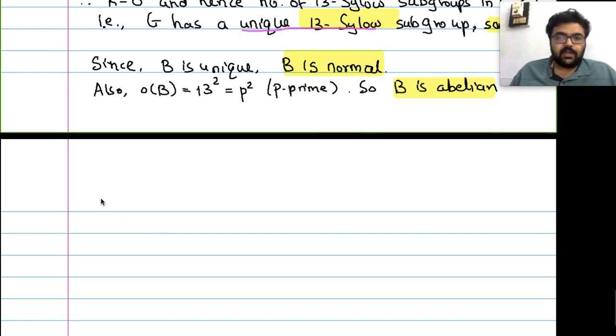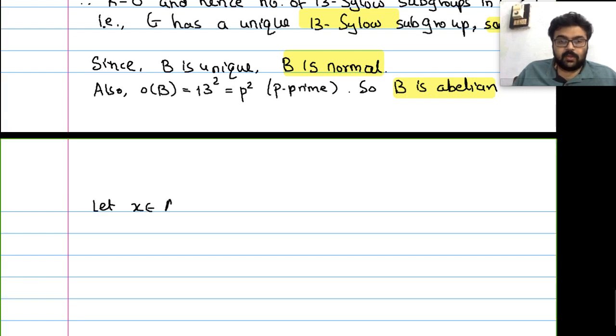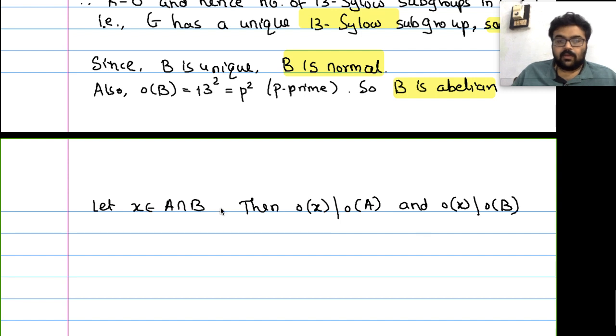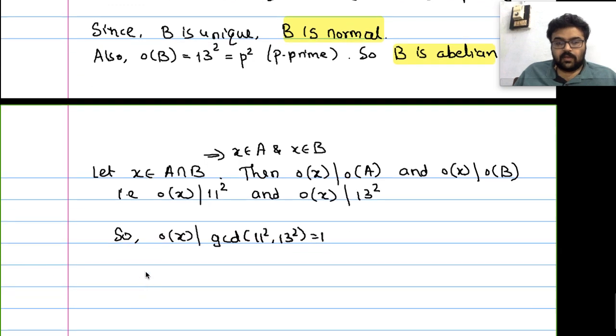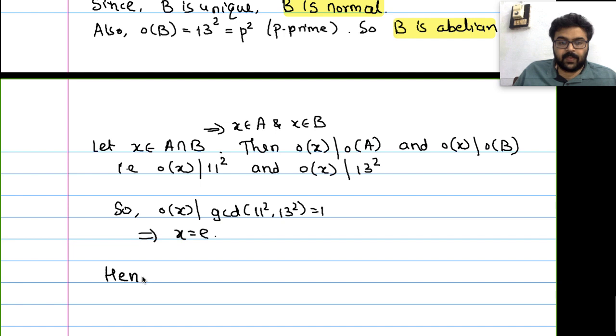Now let us find out the order of A intersection B. If the orders are coprime, then A intersection B is going to be identity. This is what we show. Let x belong to A intersection B. Then the order of x divides the order of A, and the order of x divides the order of B. So x belongs to A and x belongs to B. The order of x divides 11 square, and the order of x divides 13 square. So the order of x divides the GCD of 11 square and 13 square, which is 1. So x equals identity. Hence they do not have any intersection.